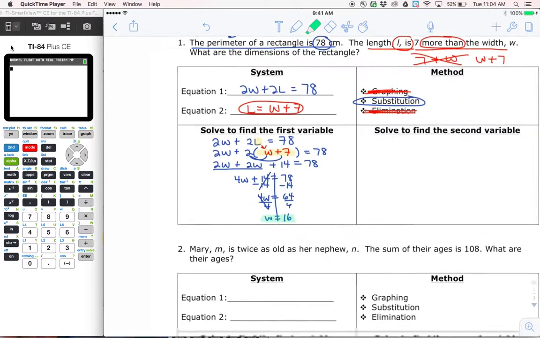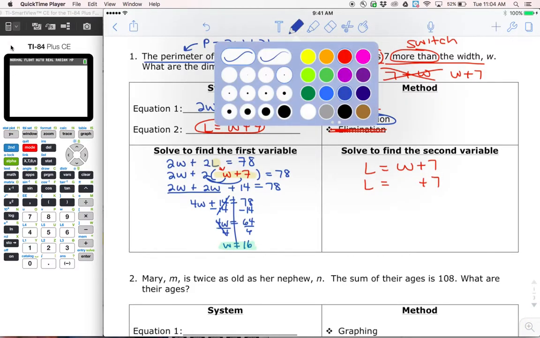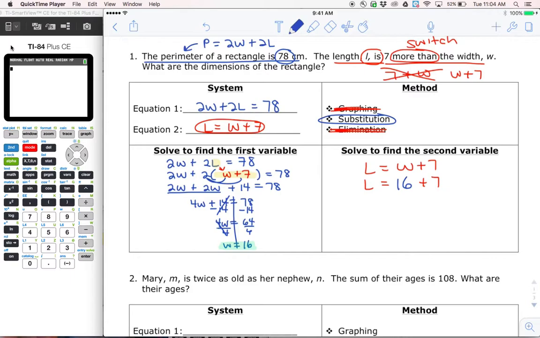Well, now we need the length. What do we know about the length? We know that the length is whatever the width is plus 7. Yes, absolutely, we're going to use that. What did I just figure out the width is? It was 16. So for my length, I'm simply adding those up. 16 plus 7 is 23, and I'm done. My width is 16 centimeters. My length is 23 centimeters.